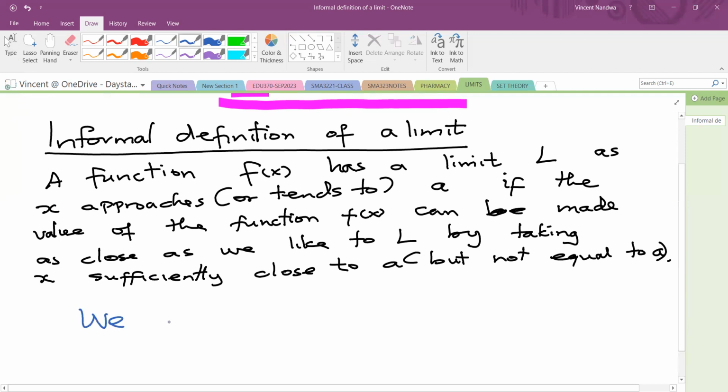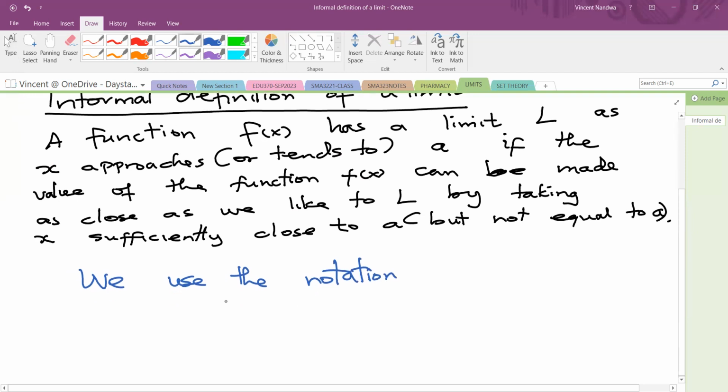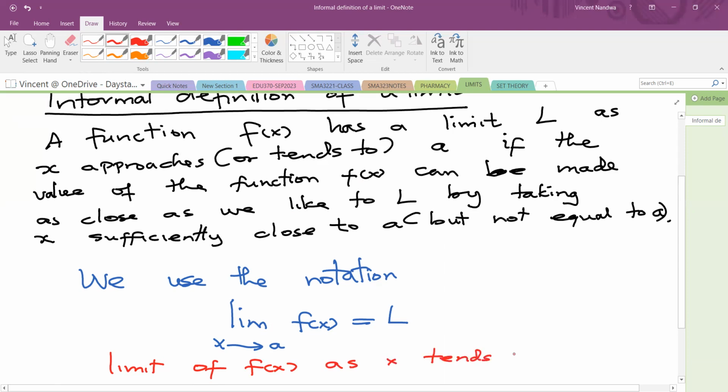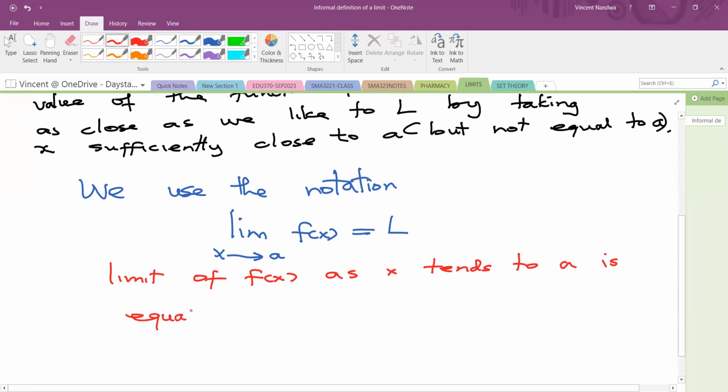So we use the notation lim as x tends to a of f of x equals L. This means the limit of f of x as x tends to a is L. This is how we read this statement: the limit of the function f of x as x tends to a, or we can say as x approaches a, is equal to L.